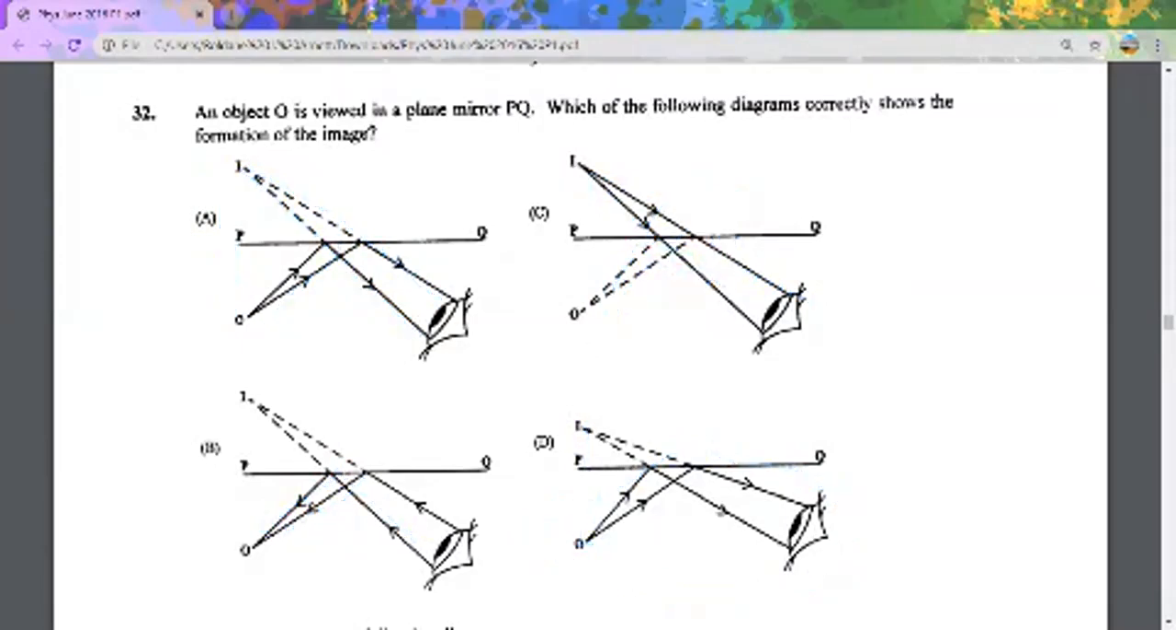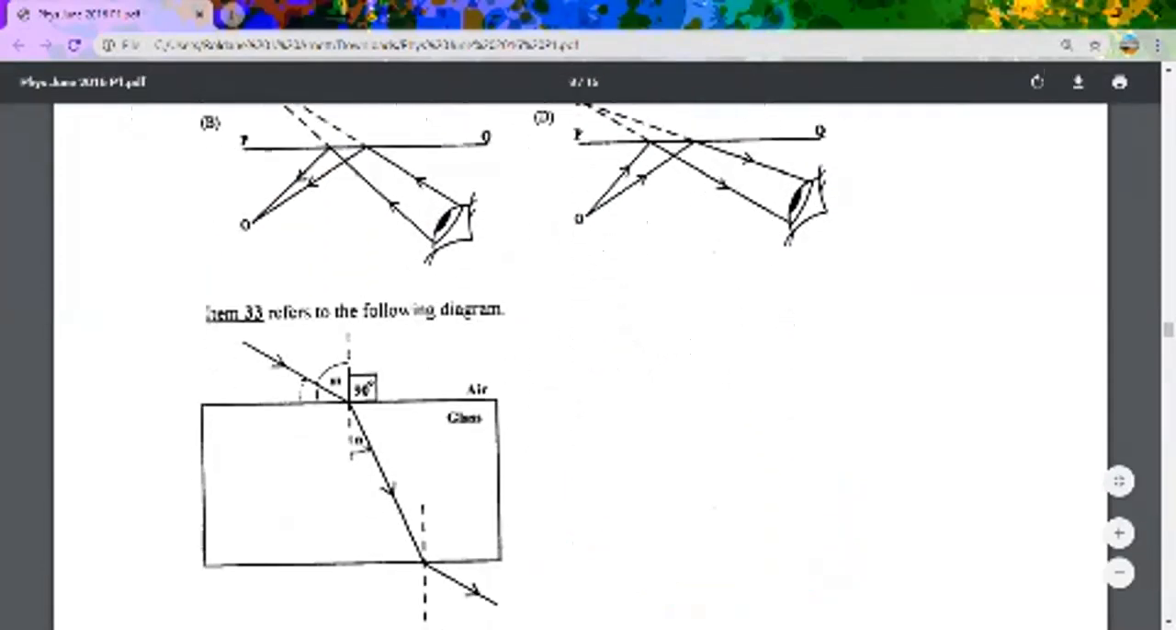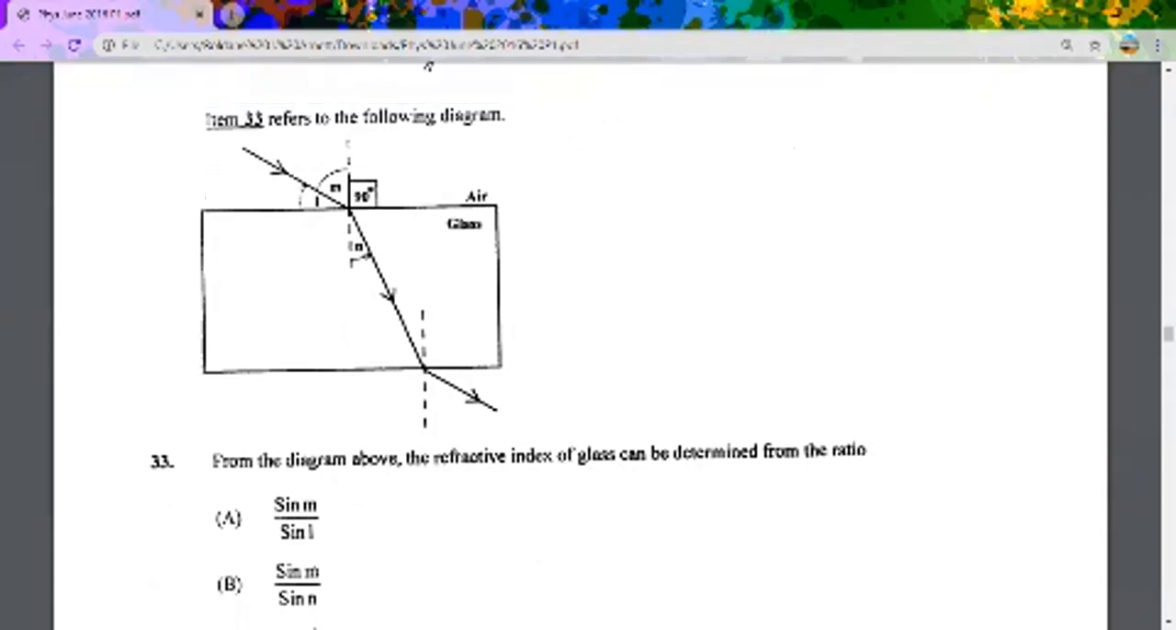Move on to 32. 33. 33 asks us to determine the refractive index of the glass.